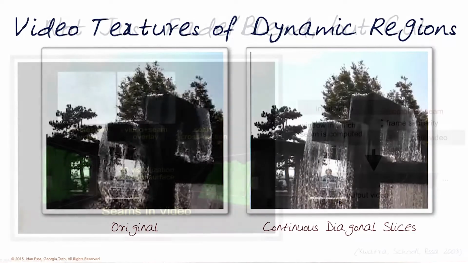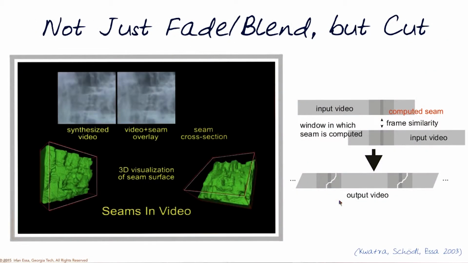To address this, Agarwal et al. basically went back to an approach that I'd also talked about before, which is what we're interested in doing: we want to be able to find cuts, not just blending from one to the other. So here is an example I'll show you.